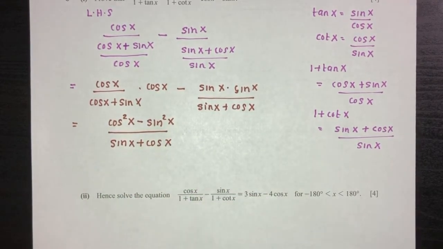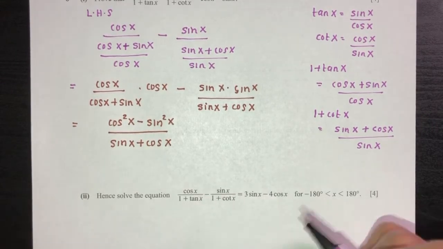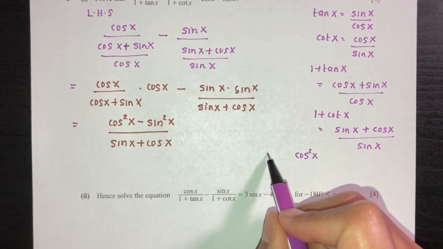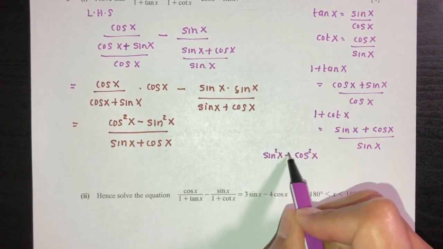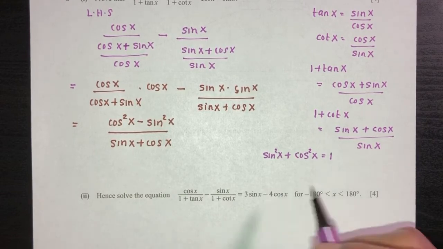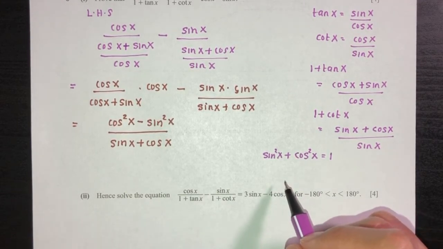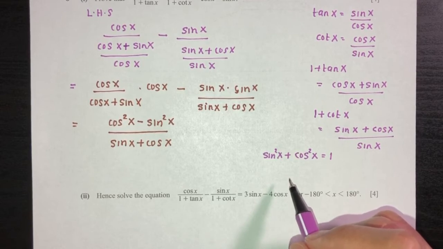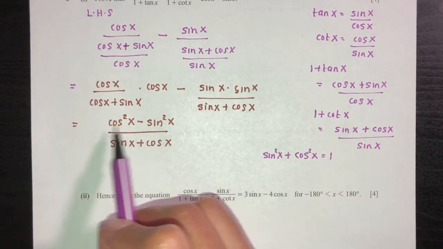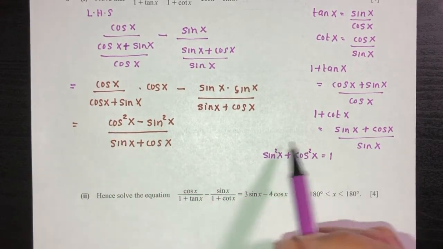Now, as you guys must know by now, cos square x plus sine square x is equal to 1. So we can just replace one of the values and see what we get. Let's think. Oh, I see. So this one is a bit different because we can just factorize them. We don't need this equation.